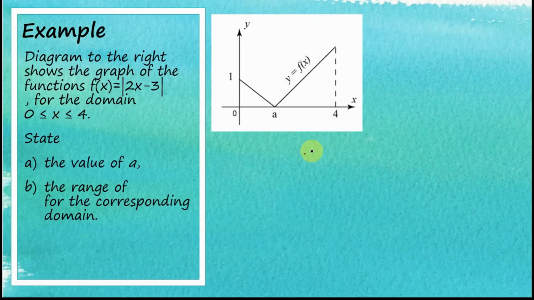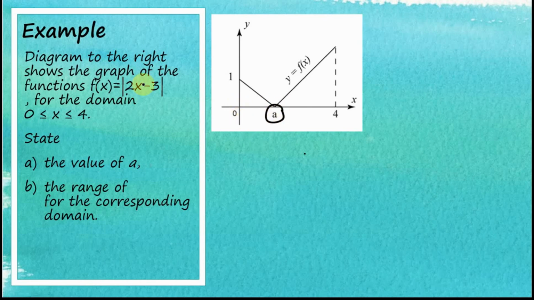One last question. The diagram to the right shows a graph of the function f(x) equal to modulus 2x minus 3 for the domain 0 to 4. State the value of a. A is here. Now we can see that this is the object. When the object is a, the image is equal to 0.